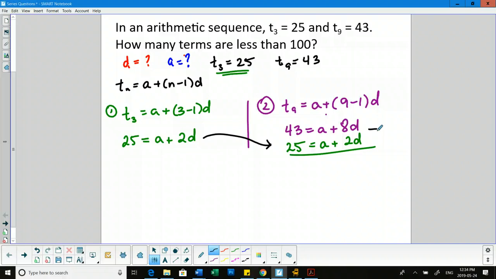Sometimes when we're using elimination, ladies, you got to stop, okay? Unless there's a problem. Is there something wrong? Okay.